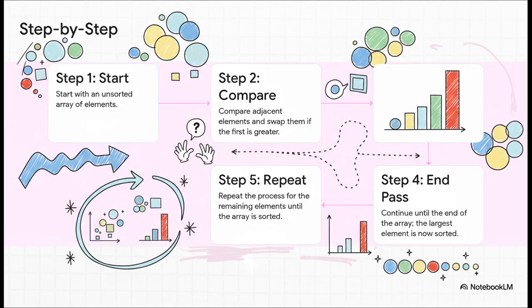And this slide really lays out the whole game plan. You start at the very beginning, comparing pairs one by one. You swap when you need to, and you just keep moving down the list. After you've made that first complete trip, we call that a pass. The single largest number will have bubbled all the way to its correct spot at the very end. Then you just do it all over again for the rest of the numbers.